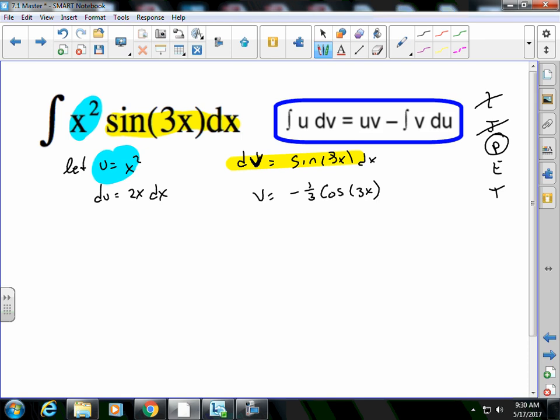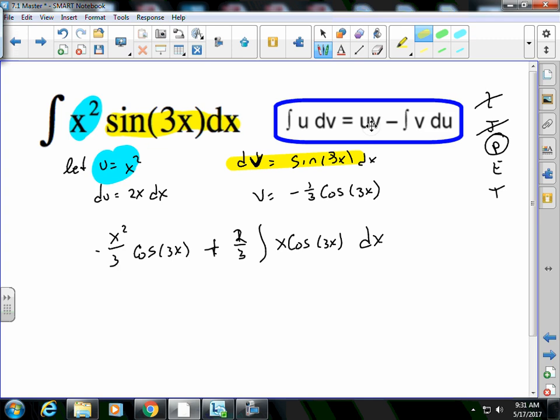I want a u times v, so I have x squared over 3 negative cosine 3x. Subtract from it a negative 1/3, so I'm going to make this a plus, the integral of cosine 3x. My du is 2x. I'm going to put the 2 on the outside, x dx. So take a second, look, all I did was fill in the blanks, and now I have this. But the problem is I look at this and I'm not quite sure how to integrate that.